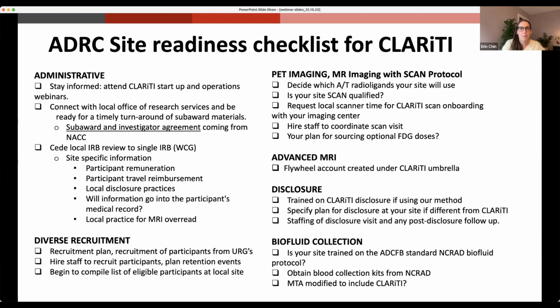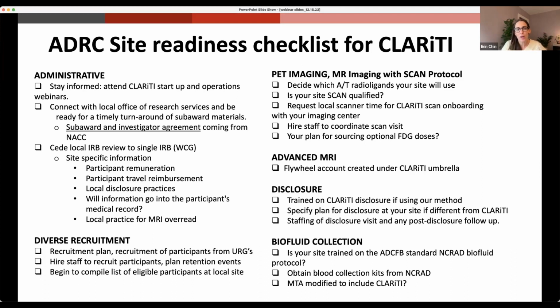So number one, making sure that we have appropriate contact information for everybody at your site that needs to be included on these webinars, any informational items that we send out. If we don't have their information, we're going to rely on you all to share that widely with your teams as well. Make sure that your local Office of Research Services is ready for a quick turnaround of the subaward from NAC. That would just help speed things up a little bit.